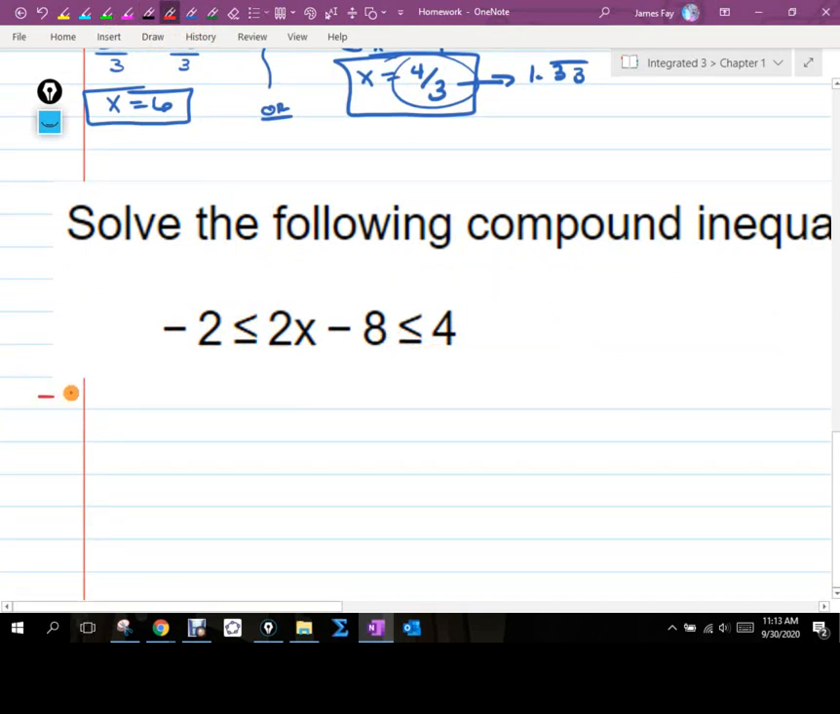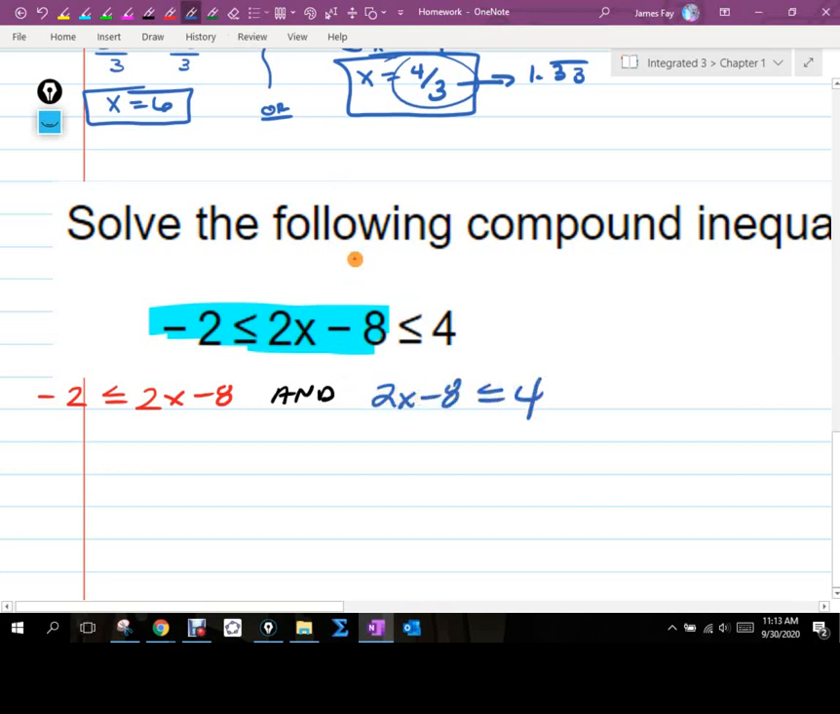But you could rewrite this as -2 is less than or equal to 2x minus 8, so basically looking at just that part right there. Does that make sense? Okay. Then we can put the word and in between, and then we write 2x minus 8 is less than or equal to 4, which is exactly that thing right there.